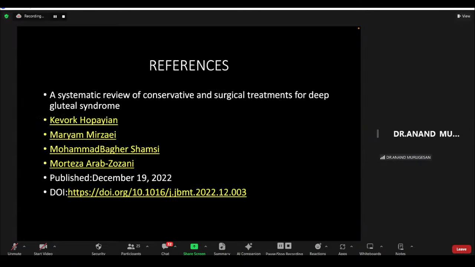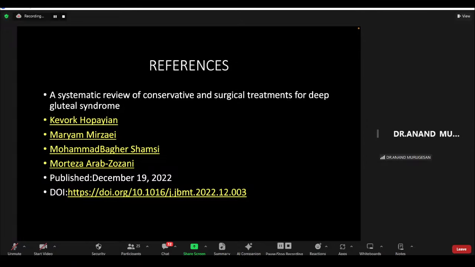There are not many publications or literature available on these areas. There is one nice article in the Bone and Mechanical Region journal. It's actually a systematic review, perhaps the only systematic review on the posterior pelvis syndrome. It is called the deep gluteal syndrome, and it was retermed as piriformis syndrome later.